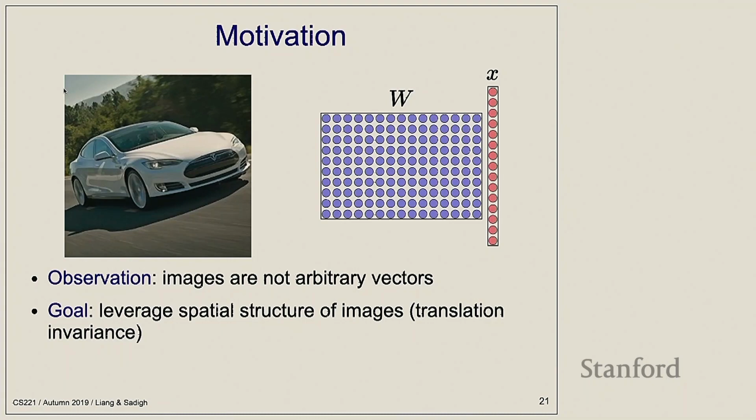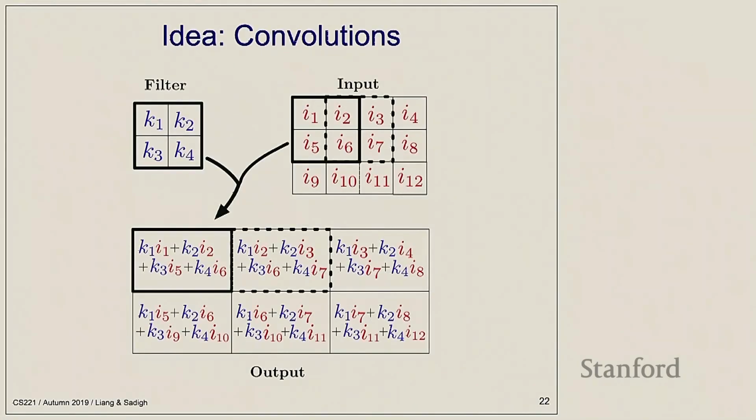But the thing is, that doesn't really take advantage of the fact that there's spatial structure in this picture. So this pixel is going to be more similar to this pixel than this pixel down here. But if you pass this entire thing through a matrix, then every pixel is going to be treated uniquely and differently. And so we want to leverage that spatial structure. And the core idea is with convolutions.